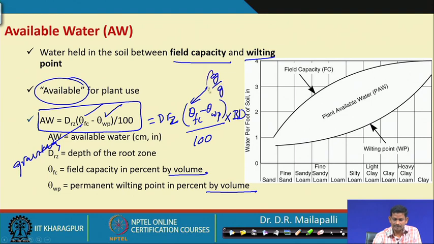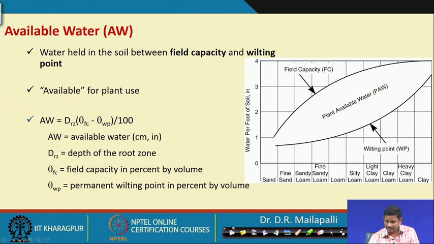So, this is gram of water per gram of soil. Then you need this, which is called bulk density. Only thing is the conversion, right.